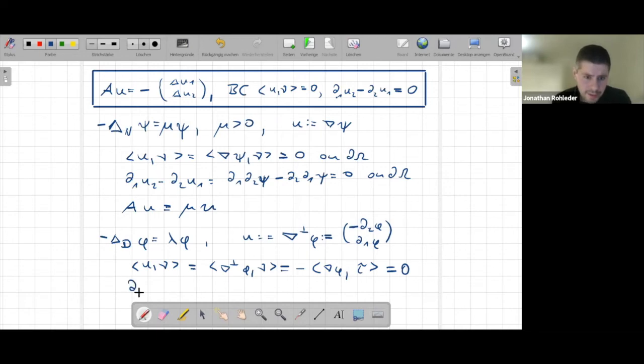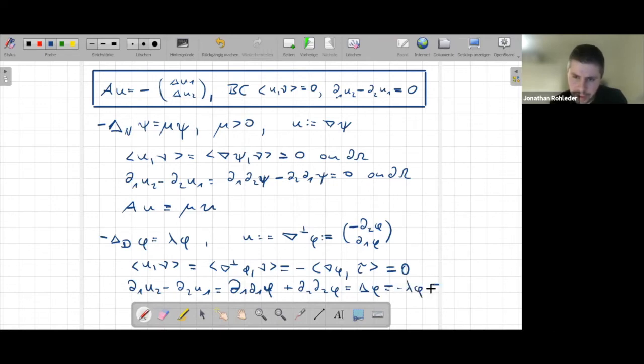On the other hand, if I look at d1 u2 minus d2 u1, that would be plus d1 d1 phi plus d2 d2 phi. So that is actually the Laplacian of phi, which is a multiple of phi, so this is minus lambda phi, and it is 0 on the boundary. So also these perpendicular gradients of arbitrary eigenfunctions of the Dirichlet Laplacian would of course satisfy the differential equation. So they would also be eigenfunctions of this operator.